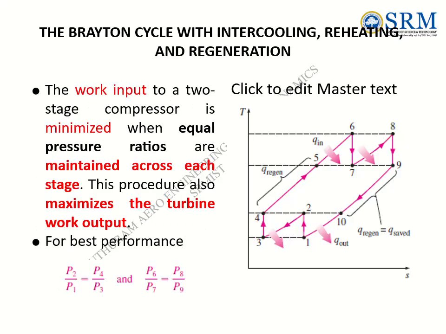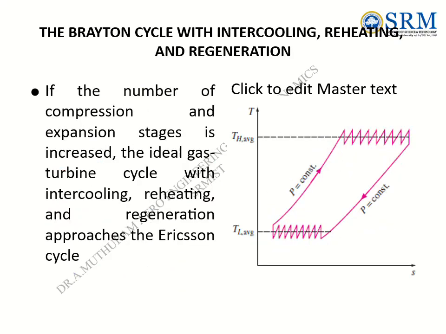The work input to a two-stage compressor is minimized when equal pressure ratios are maintained across each stage. This procedure also maximizes the turbine work output. For best performance, if the number of compression and expansion stages is increased, the ideal gas turbine cycle with intercooling, reheating, and regeneration approaches the Ericsson cycle.